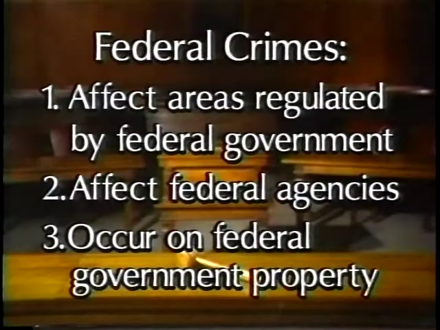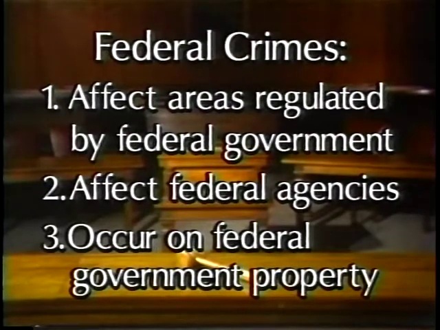Under the Assimilative Crimes Act, Congress provided that the federal court should simply apply the law of the state in which the federal property is located, converting that law into a federal offense. So our assault defendant still ends up being prosecuted for a federal offense in a federal court.